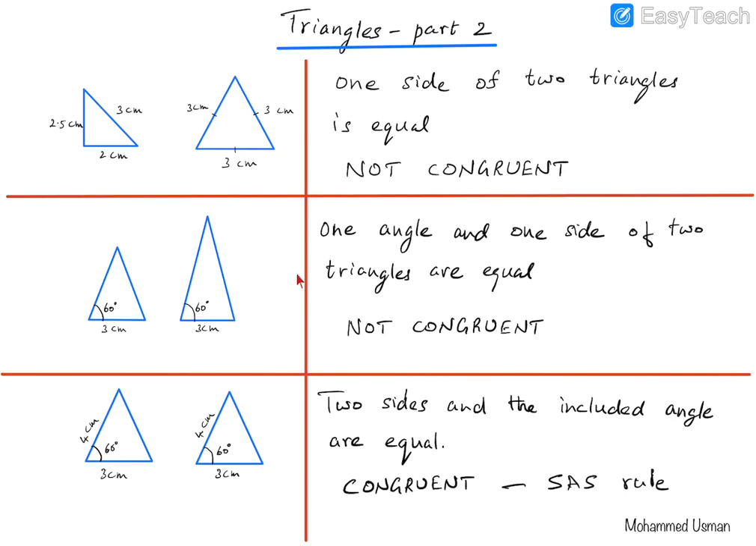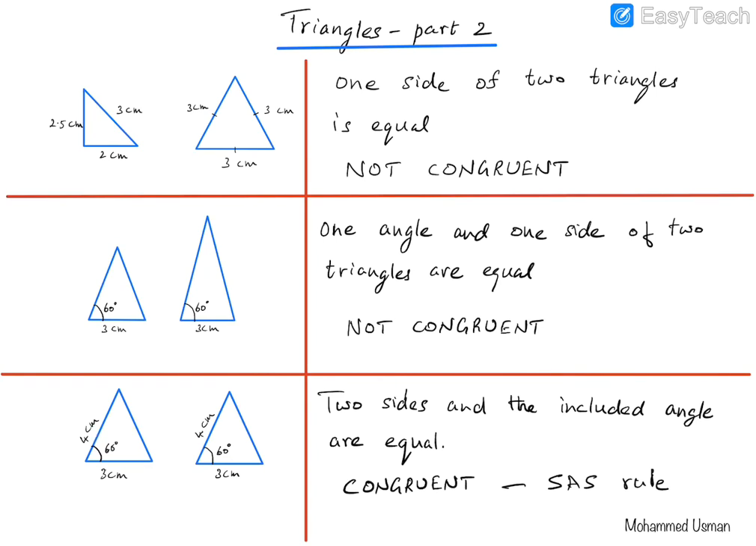Similarly, we have seen that if one angle and one side of two triangles are equal, even then the two triangles are not congruent. As you can see from these pictures, both these triangles have one angle of 60 degrees and one side equal, but the two triangles will not fit on top of each other without exposing or revealing some part, right? So therefore these two triangles are not congruent.